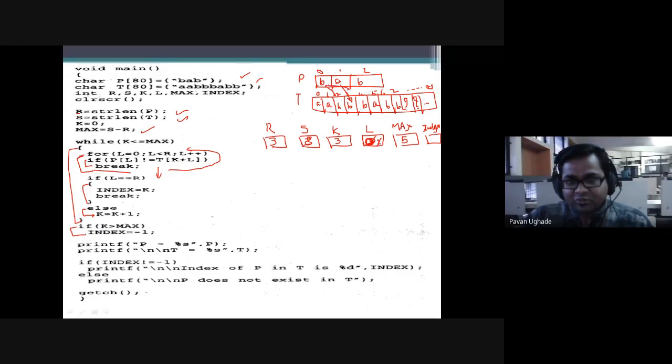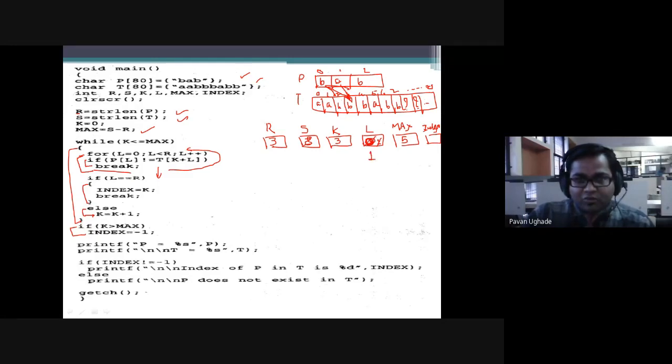Okay, you did not match, will you be able to match? We have changed the value of L from 1 to 0 and we have incremented the K value. Whether they are same, B, B, yes, they are same. So here again L value gets incremented, L value becomes again 1.